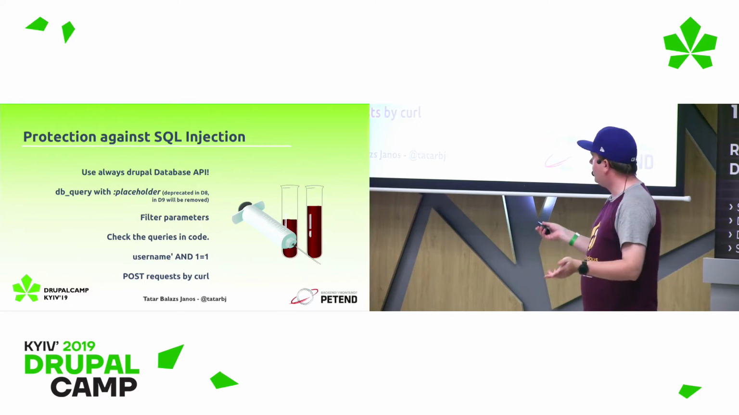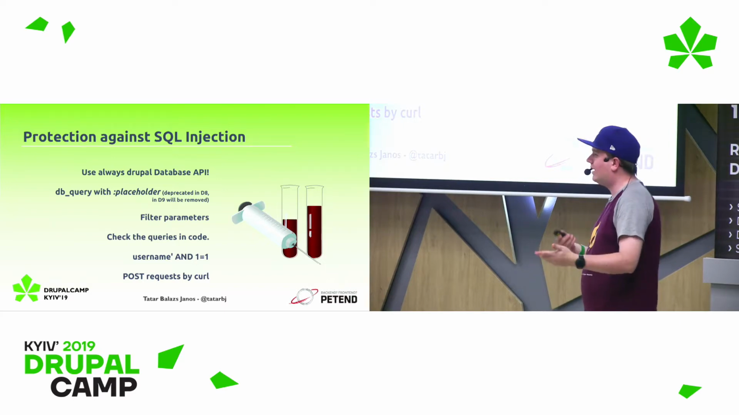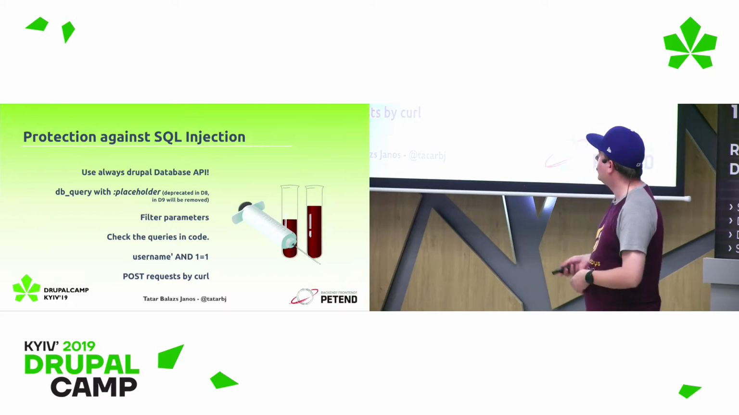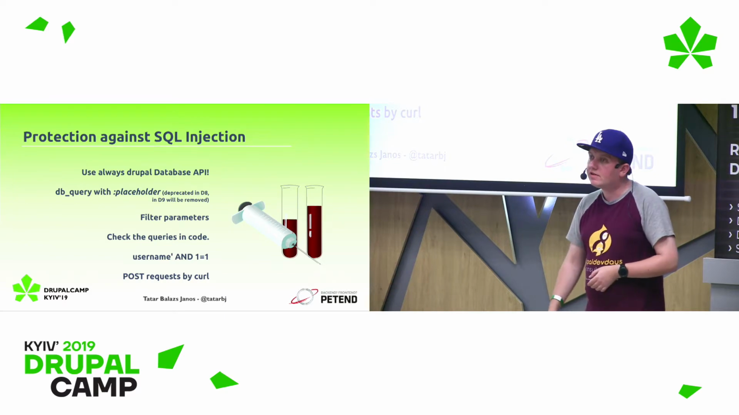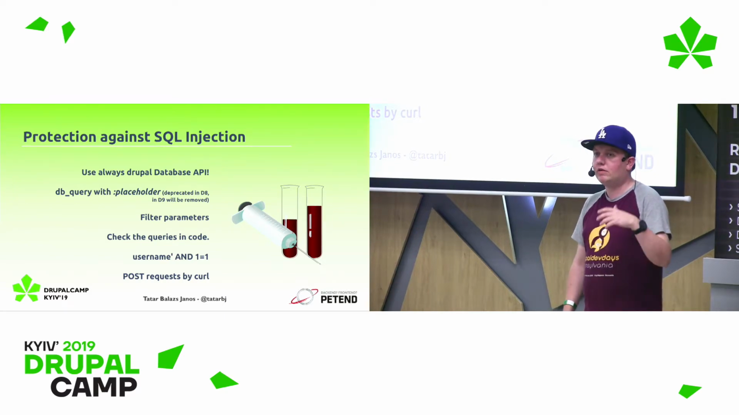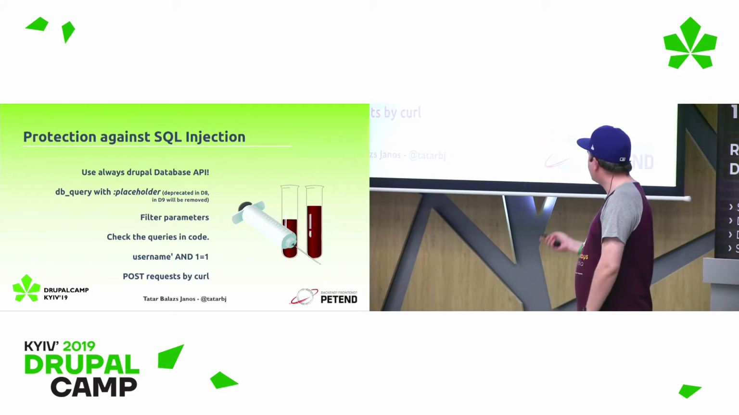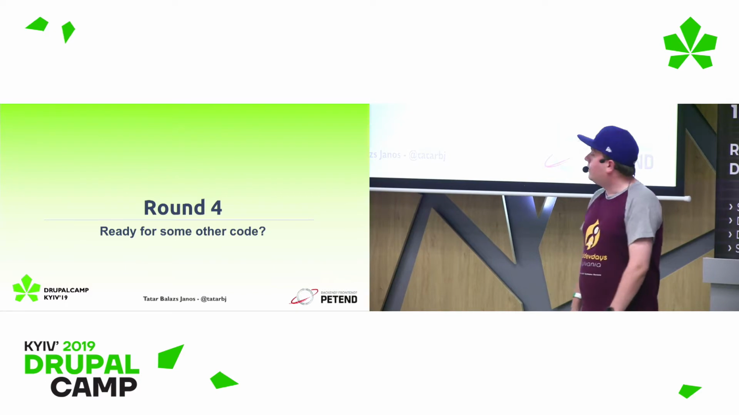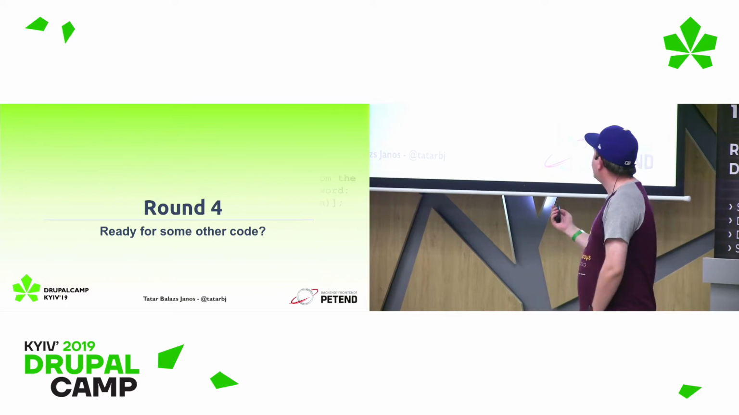Filter all the parameters and check the queries in code. That's basically the best because there are not many other tools that can discover SQL injections. Even though you can use that example even from a curl request to check different parameters, to check different calls to your system. So it's kind of cool. There are some more codes. I know you are getting tired, but yeah, that's all.